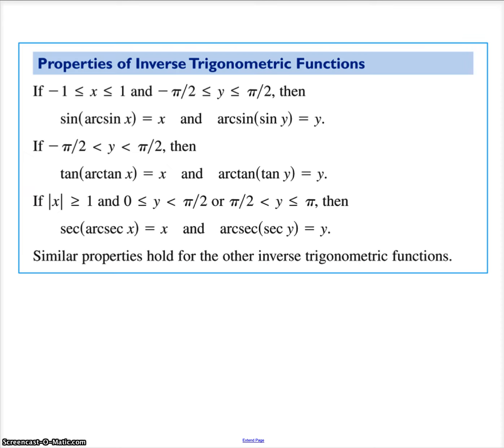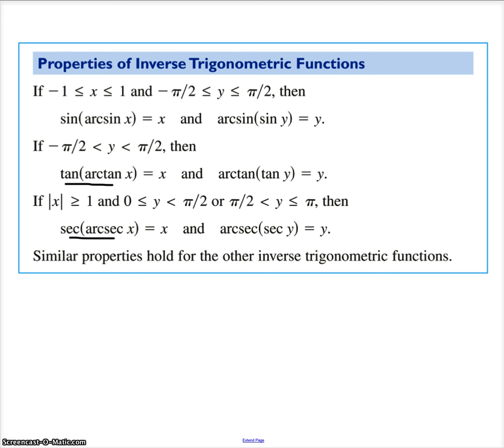All right, now let's look at properties of inverse trig functions. I already told you they're inverse functions. So if I apply sine to arcsine, I'm going to get x. Sine of arcsine of x is x, and arcsine of sine of y is equal to y on the defined intervals. Same thing is true with tangent and arctangent, secant and arcsecant, etc.